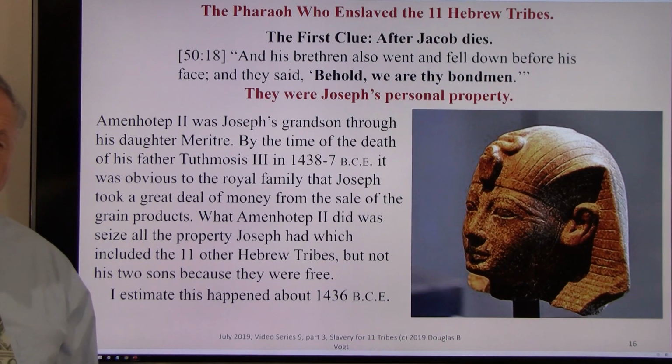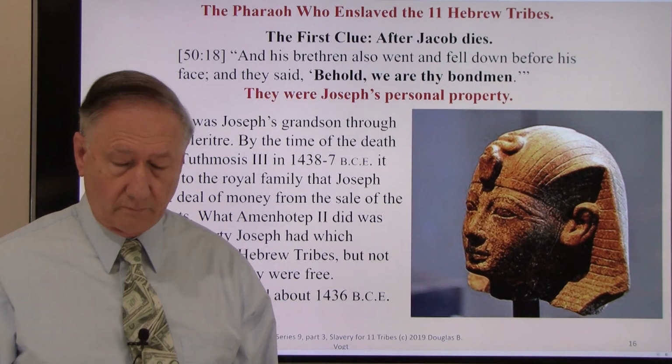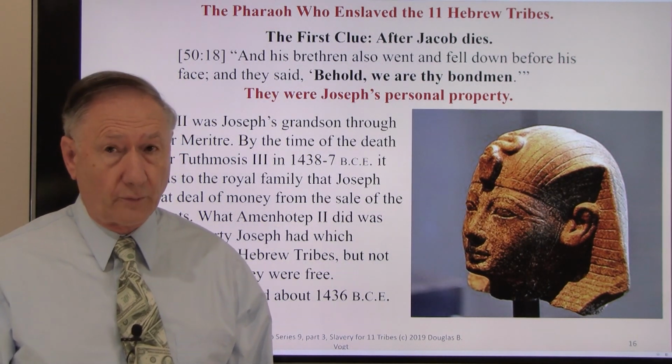So Joseph's grandson is the guy who enslaved 11 of the tribes. But not Joseph's 2 kids. They were all free.